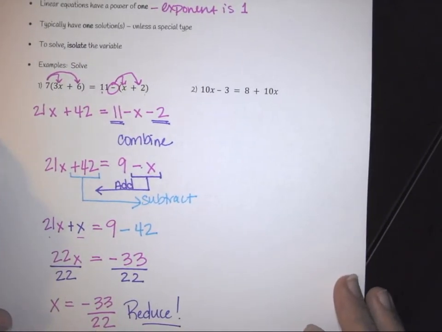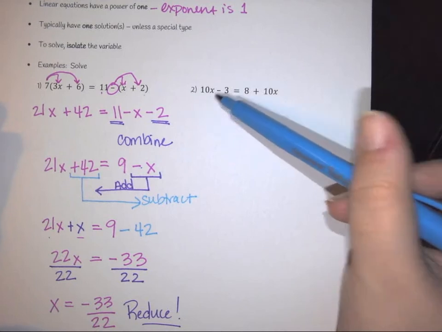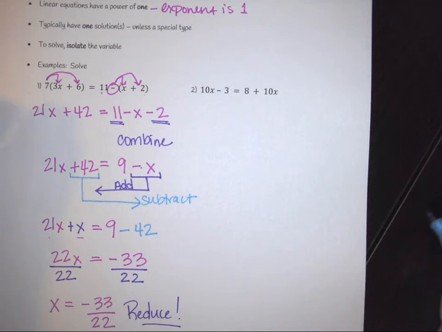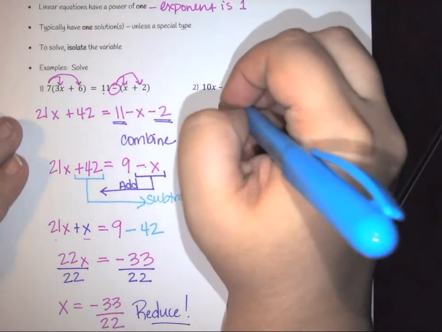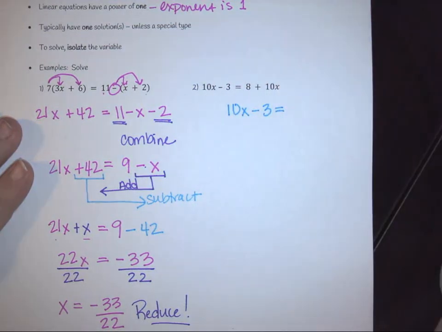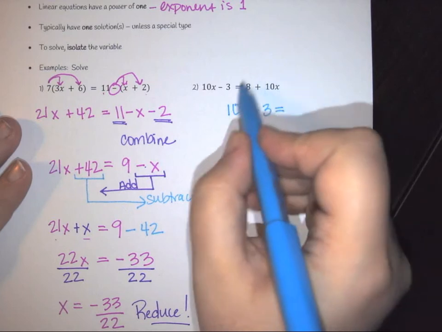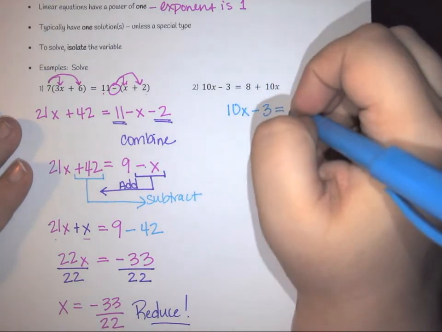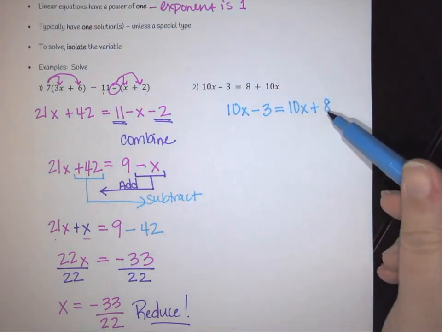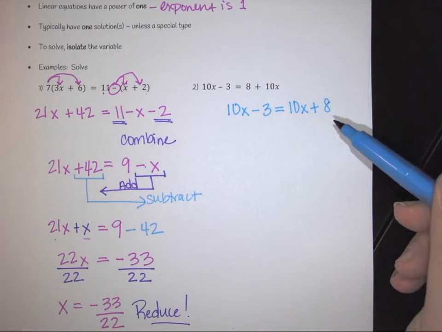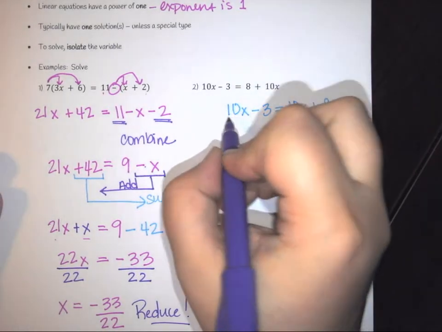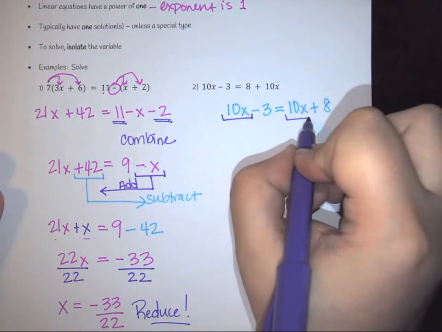So let's look at a different one. Here I have 10x minus 3 equals 8 plus a 10x. I'm going to do a little trick here in the beginning. This left side says 10x minus 3, so I'm just going to rewrite that. But I'm going to rewrite my right-hand side so that it matches. So this is going to actually be 10x plus 8. Notice because it's addition, you can go ahead and do that. It doesn't change anything. And what I want you to notice is I have a 10x and a 10x.